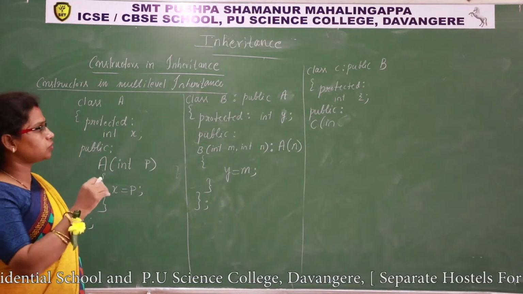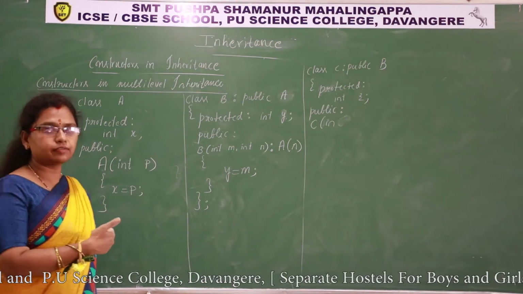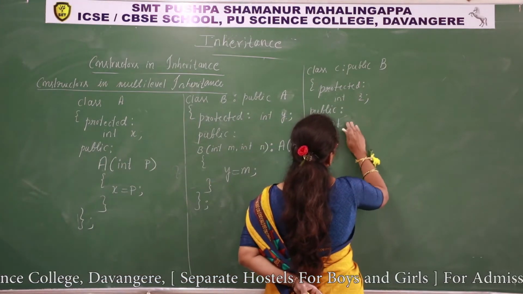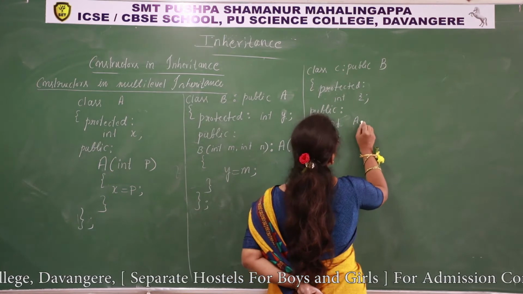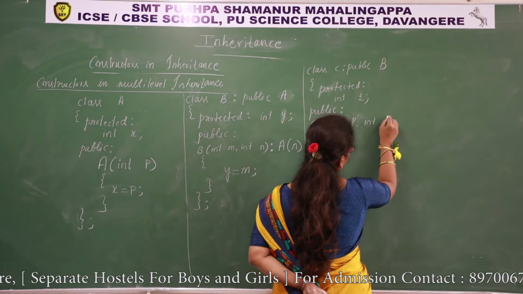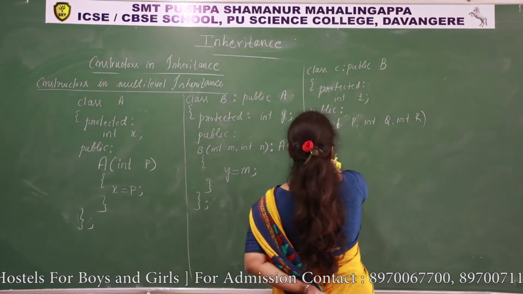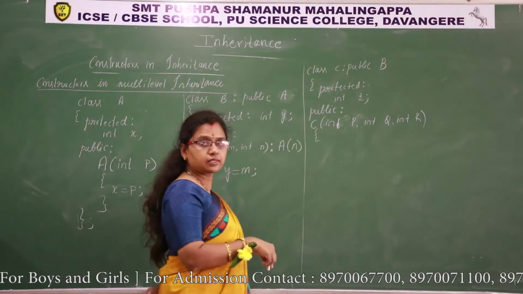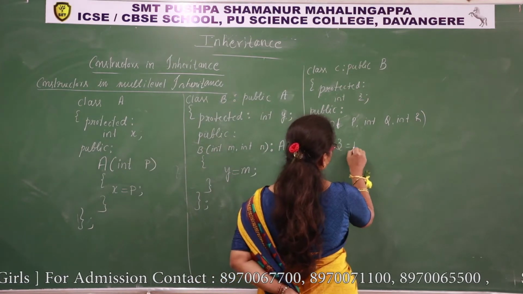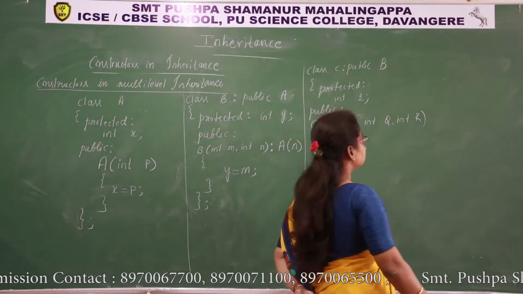It has to pass two parameters to its parent classes, one for B, another for A. I take int P, int Q, int R. This class requires only one parameter. I will initialize Z is equal to P, and the remaining two I will pass to its parent classes.